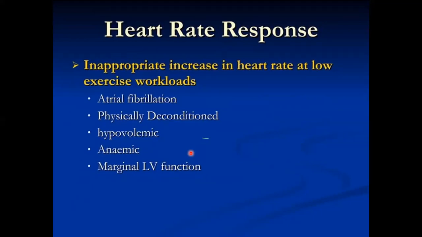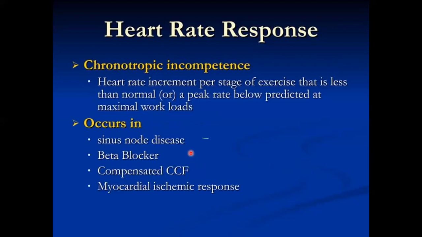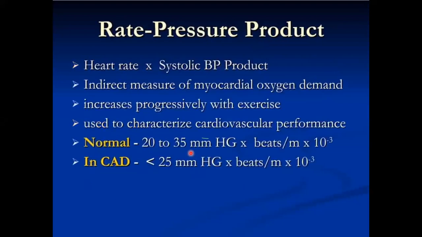Inappropriate increase in heart rates at low exercise workload can also happen in patients with atrial fibrillation, those who are physically deconditioned, hypovolemic, anemic, or have marginal left ventricular function. You can also have chronotropic incompetence, that is, heart rate increment per stage of exercise that is less than normal, or the peak rate is below predicted at maximal workload. This usually occurs in sinus node disease, use of beta blockers, or compensated congestive cardiac failure and myocardial ischemic response. There's also the rate pressure product, an important indirect measure of myocardial oxygen demand, obtained by the product of heart rate and systolic blood pressure. It's used to characterize cardiovascular performance.